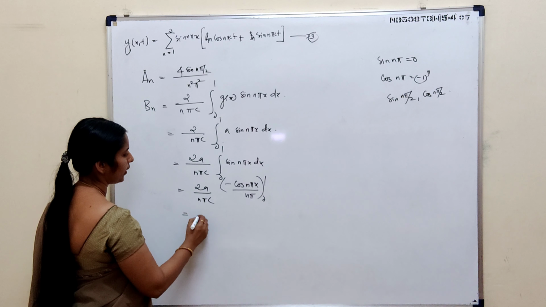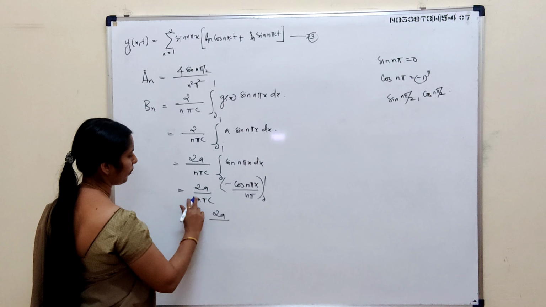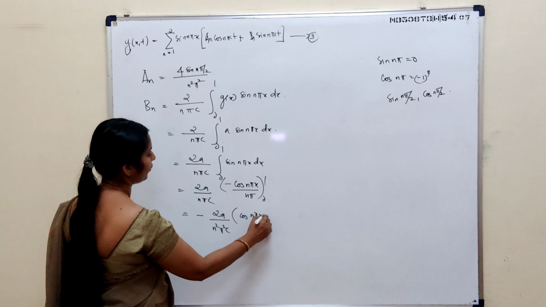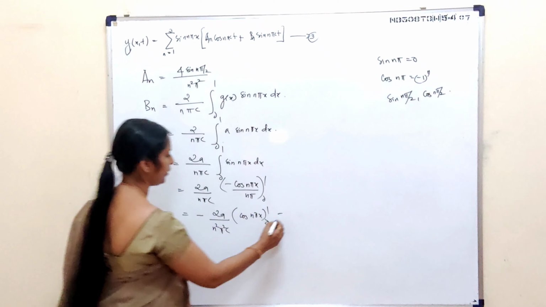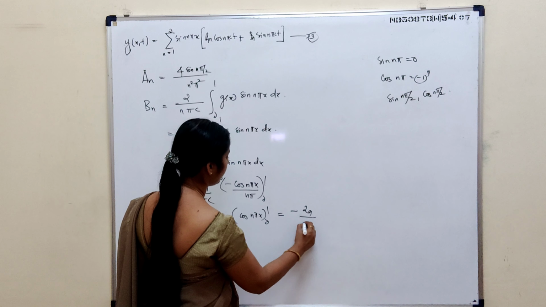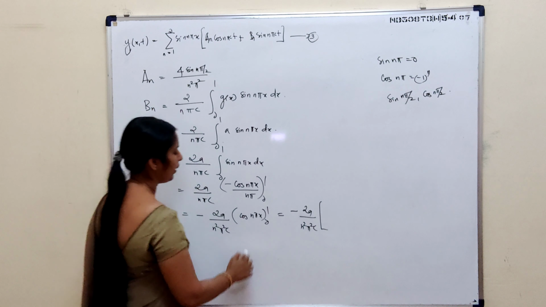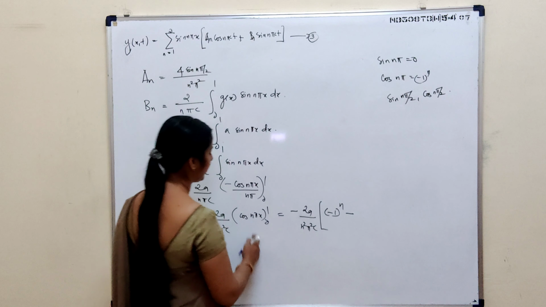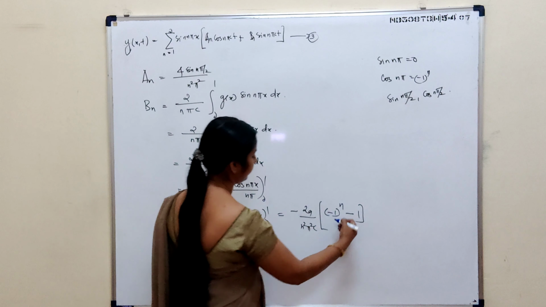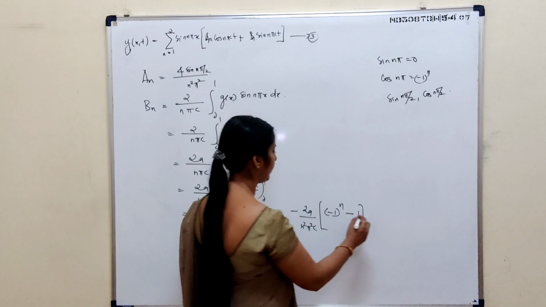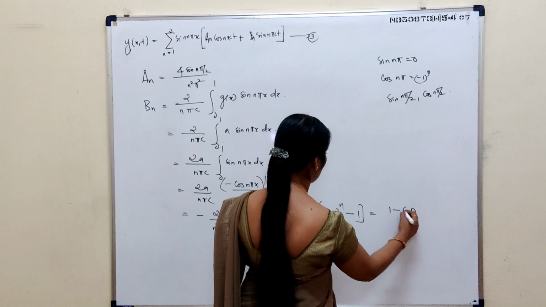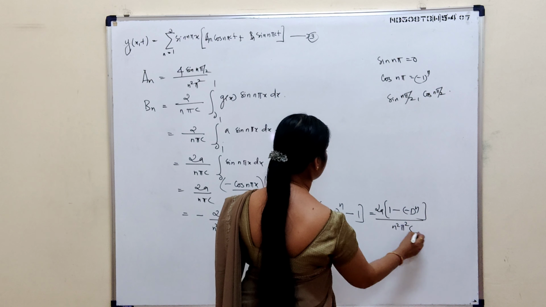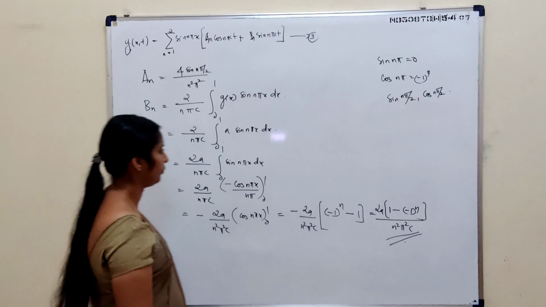You take the constants outside, that is minus 2a by, you take n pi outside, that is n square pi square c, cos n pi x from 0 to 1. That is minus 2a by n square pi square c into, when x is 1, it is cos n pi. Cos n pi is minus 1 raised to n. When x is 0, it is cos 0, that is 1. You take the negative sign inside, it is 1 minus minus 1 raised to n by n square pi square c. This is our Bn.